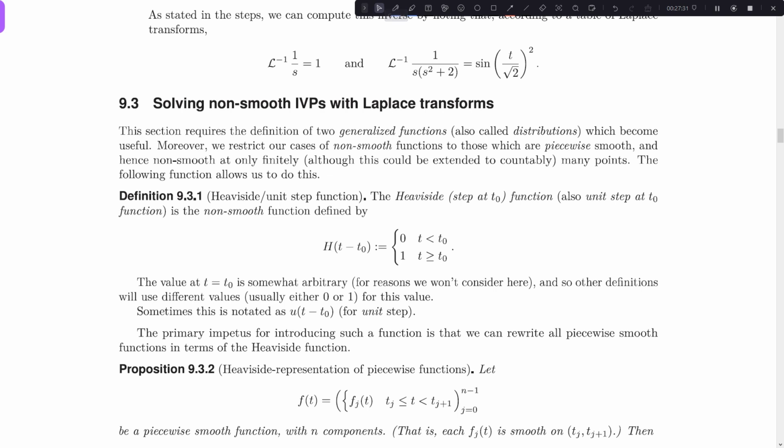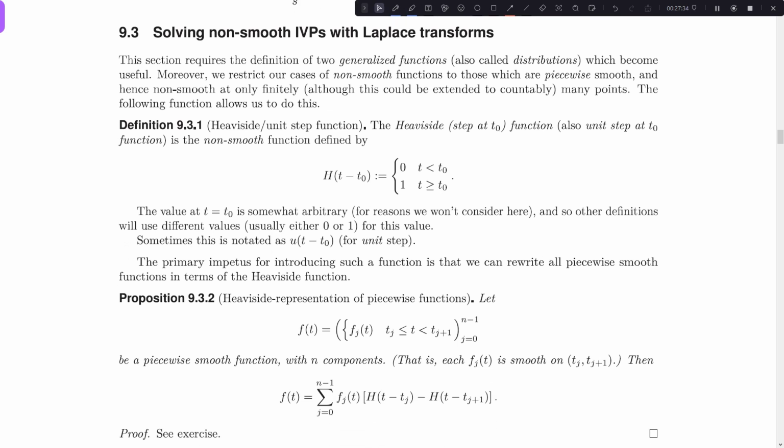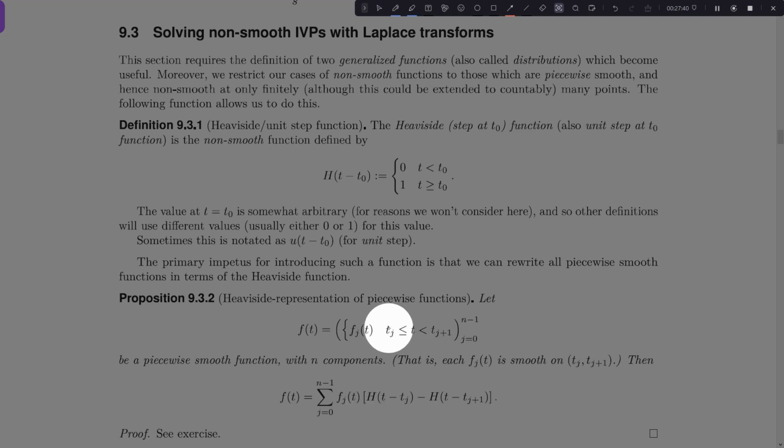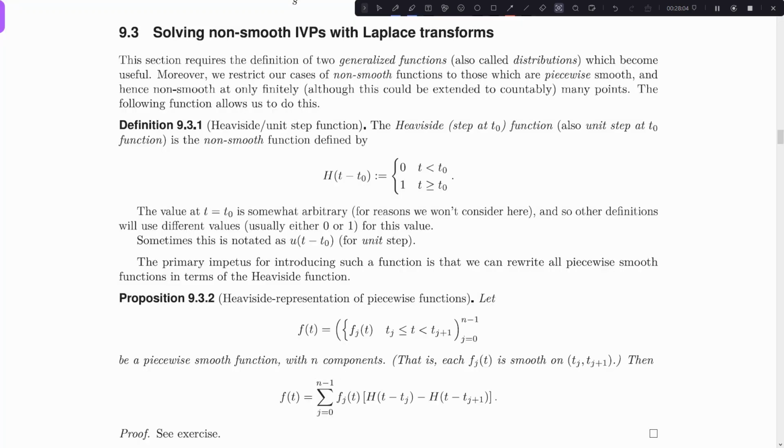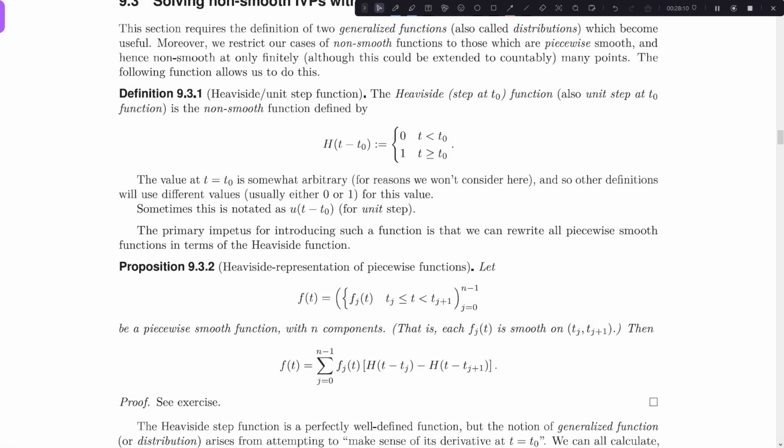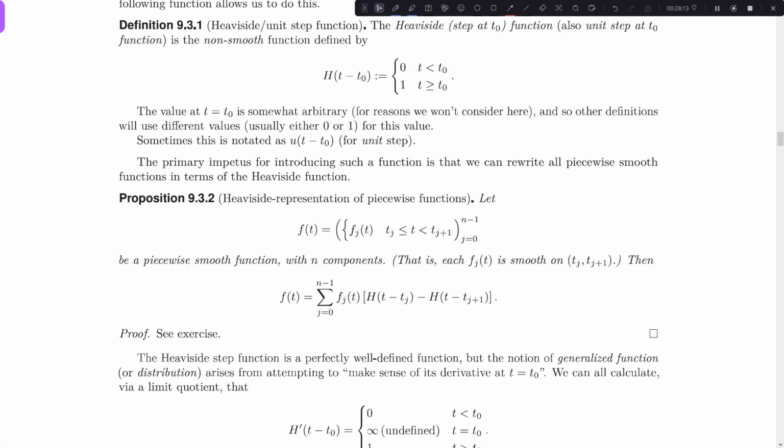Anyway, given that piecewise function, there is the representation in terms of the Heavisides. So all you do is you take the lower bound tj, and you shift the Heaviside by that. You take the upper bound tj plus 1, and you subtract off the Heaviside shifted there. So this is kind of like your little square that's equal to 1 over this interval, and equal to 0 everywhere else. You multiply that by the value of the function on that interval, and then you take as many sums as you need. And the proof is an exercise. It's not that hard to do, but you'll get to do it.